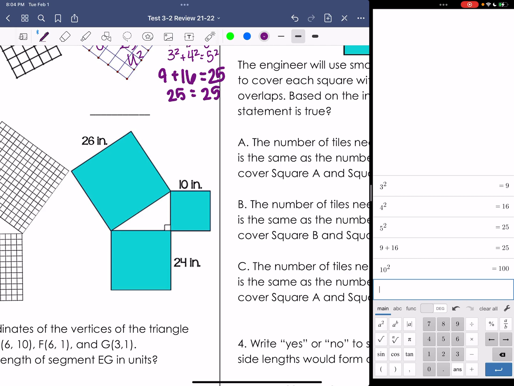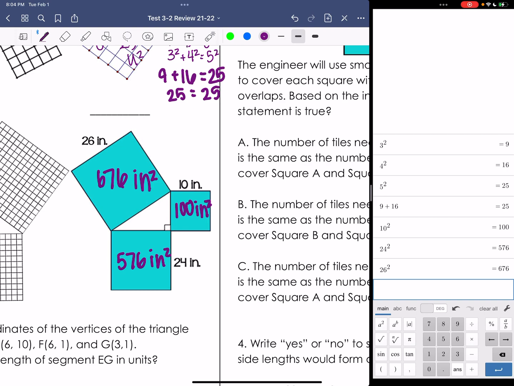10 squared equals 100, so this is 100 inches squared. Then I'm going to take 24 squared. 24 squared equals 576 inches squared. Then I have 26. So 26 squared equals 676. So this is 676 inches squared.